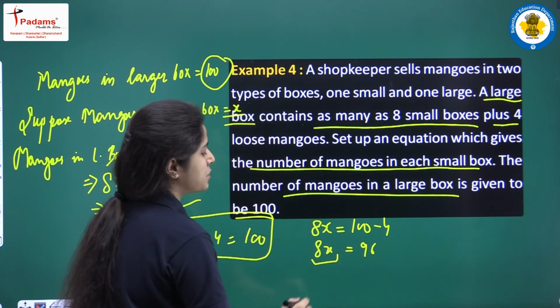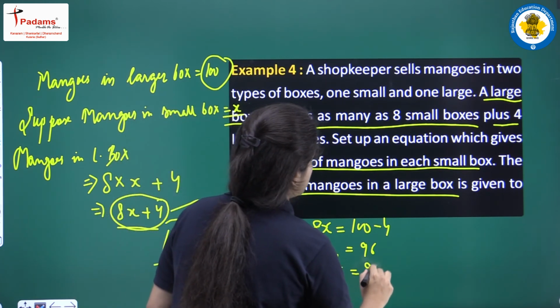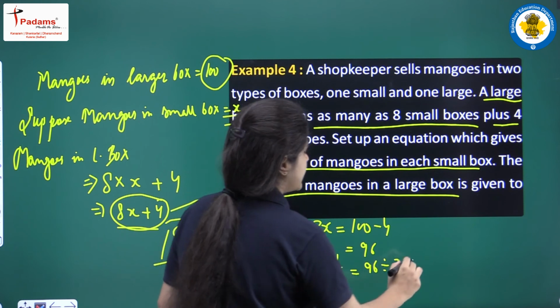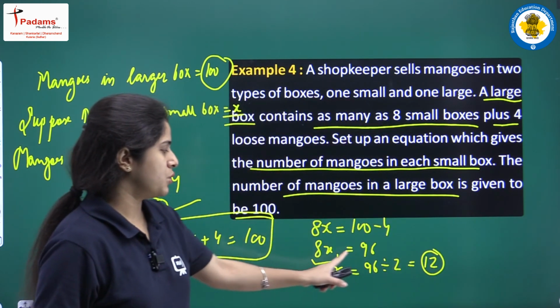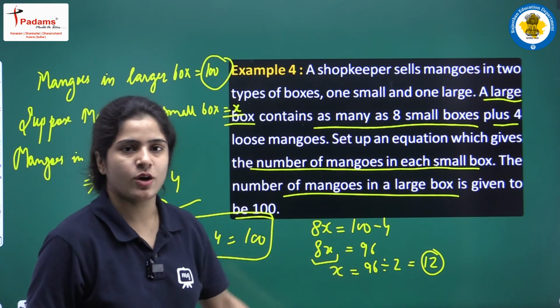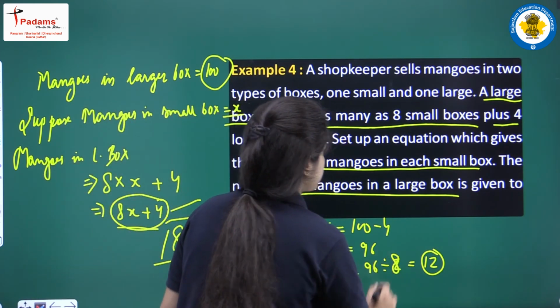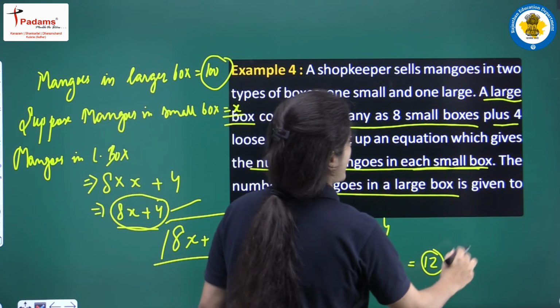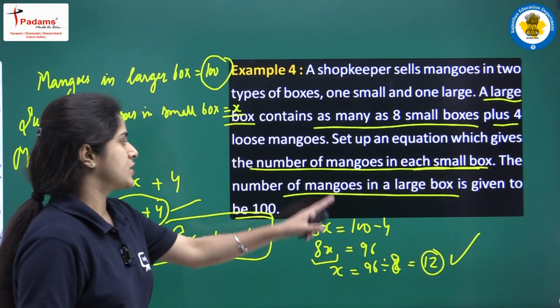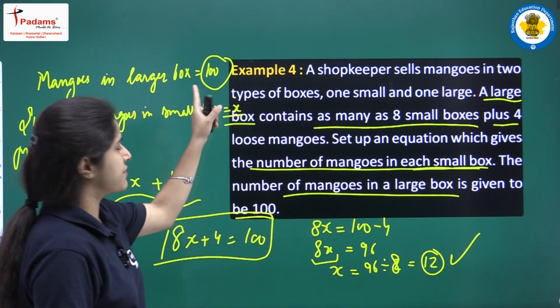X is in multiplication with 8, so this 8 will go down and divide 96, and that is equal to 12. Okay, 12 into 8 is equal to 96. Alright students, this is 8. So how many mangoes are there in each small box? That is 12 mangoes. Alright students, so the number of mangoes in the larger box is given as 100.